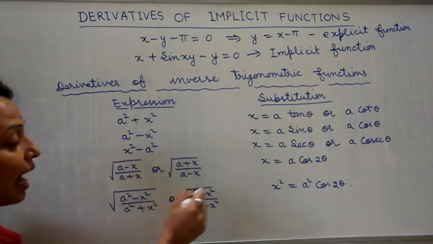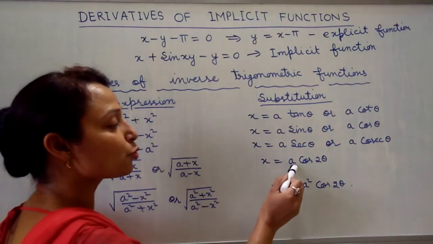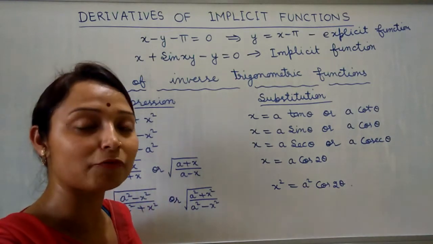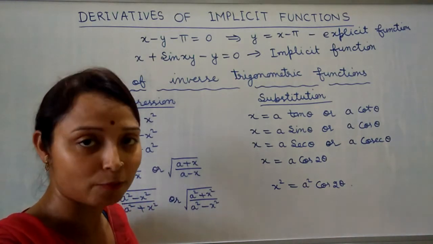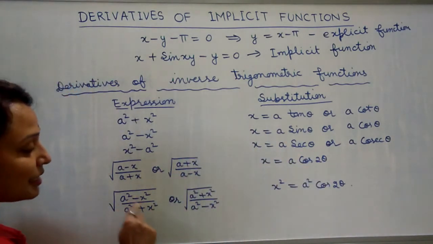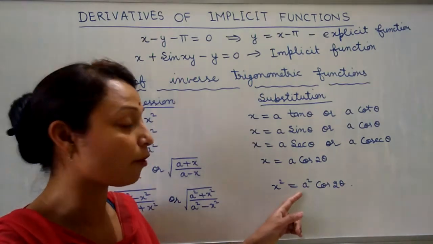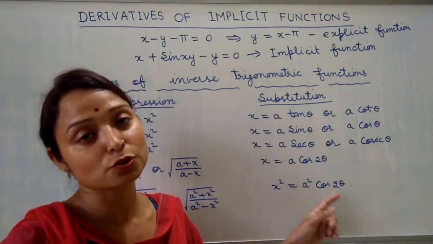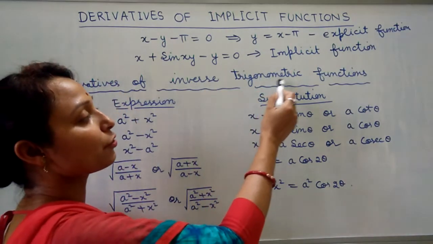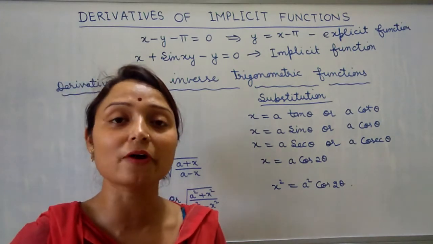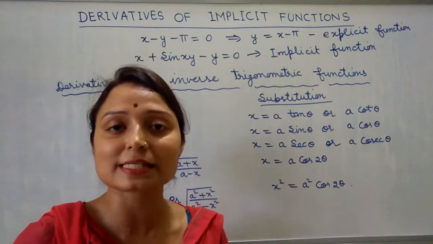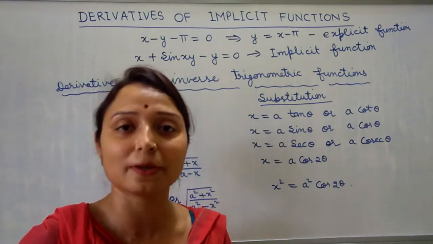If the expressions are under root, then you have to choose a cos 2 theta, because 1 plus cos 2 theta and 1 minus cos 2 theta both have formulas. So you have to use a cos 2 theta. And if there is an x square, then you have to take the substitution in the form of a square, like a square cos 2 theta. So we will use this substitution to solve the inverse trigonometric functions. The derivative formulas of inverse trigonometric functions we have already done in the previous lecture. So let's start with exercise 5.3.